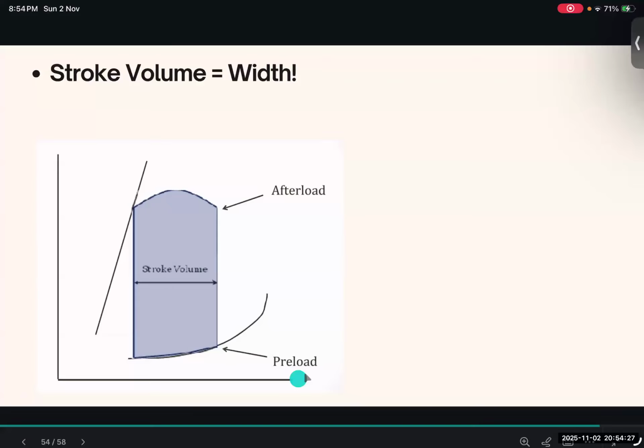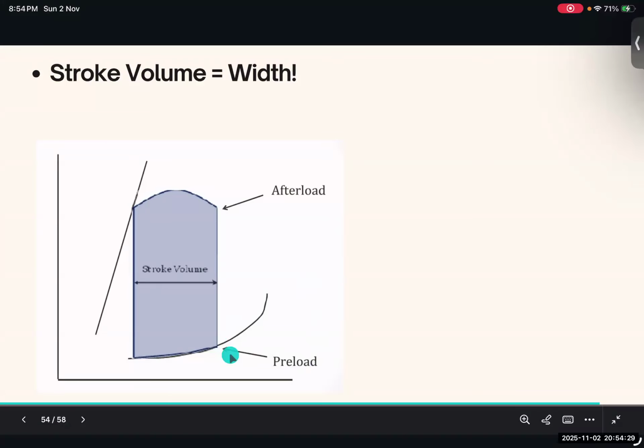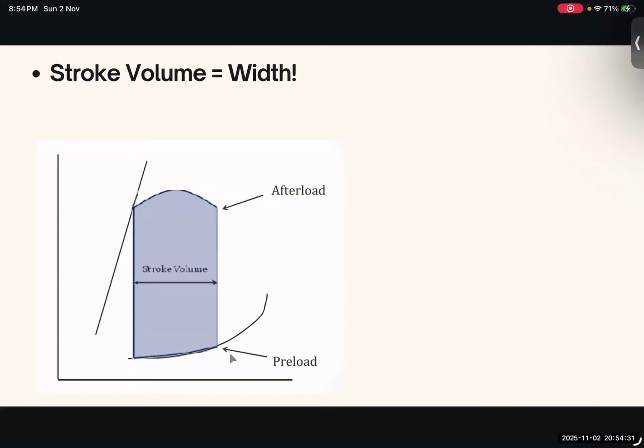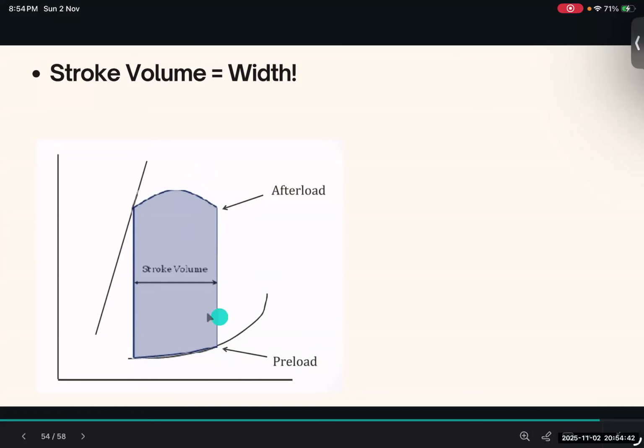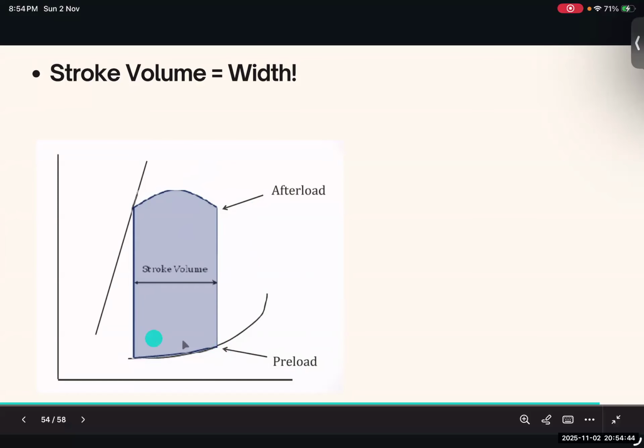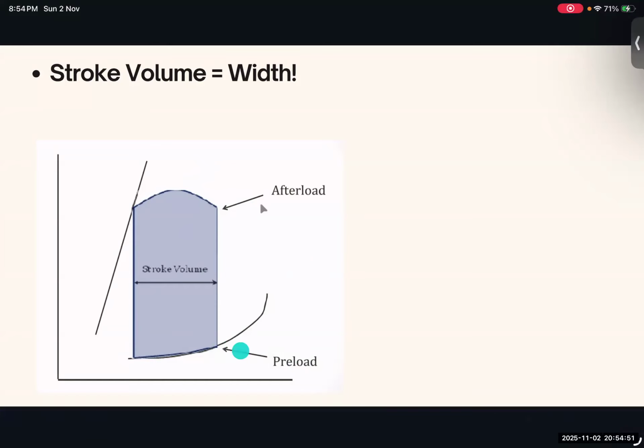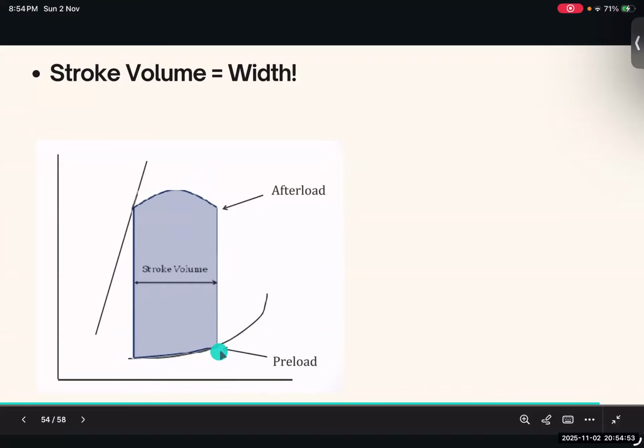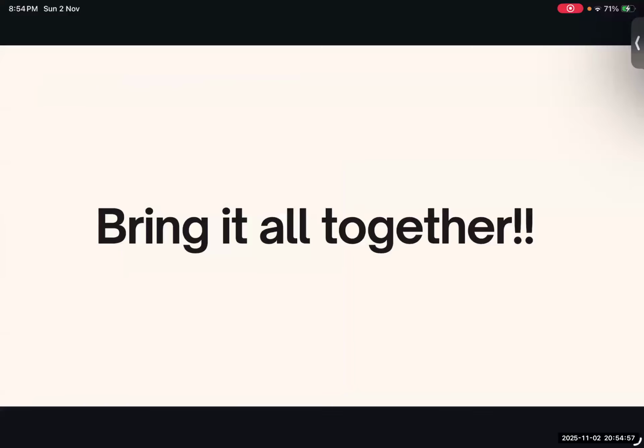Now let's talk about preload and afterload. Why is this point right here equal to the preload, and why is this one equal to the afterload? So the afterload is going to be the highest point of pressure where the aortic valve opens. Remember, afterload is against the flow of blood. Preload is going to be the maximum stretch of the myocytes, how much blood we're filling. So the end diastolic volume and the end of diastole, the start of systole, all coincide with this point right here, where it is the maximum preload, the maximum end diastolic volume.